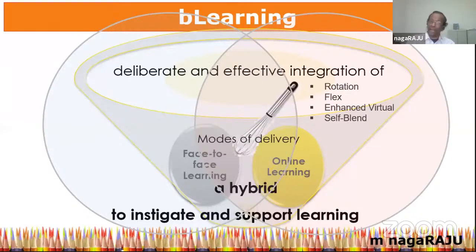And why is this hybrid done? To instigate, to motivate, and also to support learning. It's not just done because it's available. Many people ask me, sir, because of the COVID situation, is it necessary that we should go in for blended learning? No. It's not the COVID situation that directs it, but some greater objectives of the teaching-learning process. COVID, the lockdown, has made online learning popular. Online learning and blended learning are not the same.